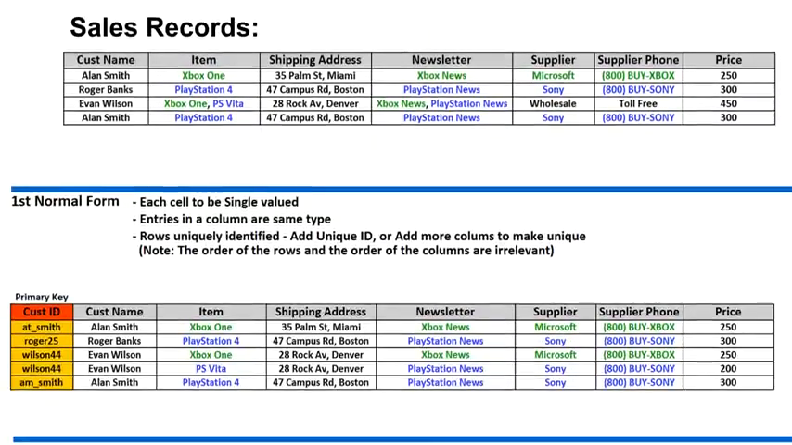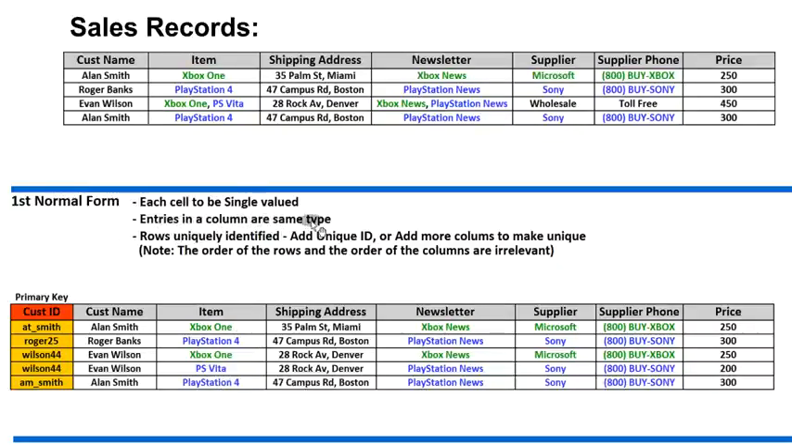So this is the table in first normal form. Each cell is single valued. So for Evan Wilson, these two items were separated out into two separate rows, one for Xbox One and one for PlayStation Vita. Notice this had 4 rows and this now has 5, because he made 2 purchases in one transaction. So that takes care of that.